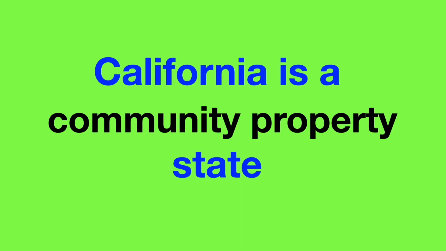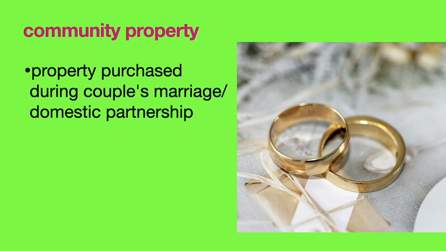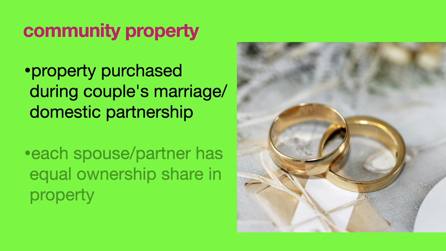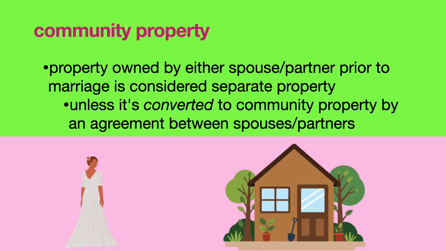Community property. California is a community property state. In general, property purchased during a couple's marriage or domestic partnership becomes community property. Each spouse or partner has an equal ownership share in the property. Property owned by either spouse, partner, prior to the marriage is considered separate property unless it's converted to community property by an agreement between the spouses.